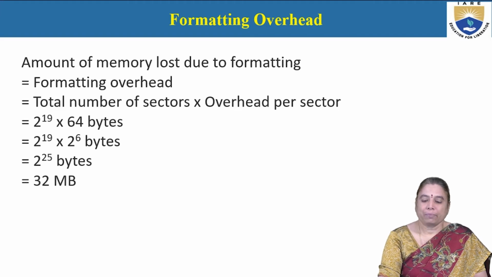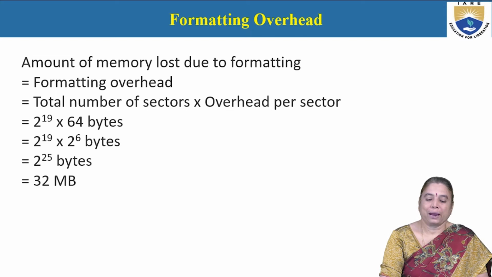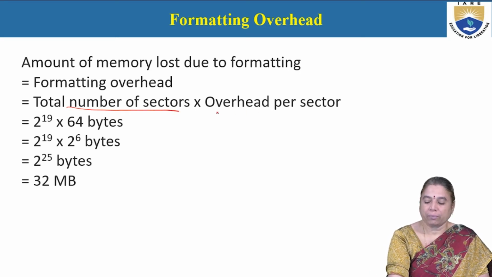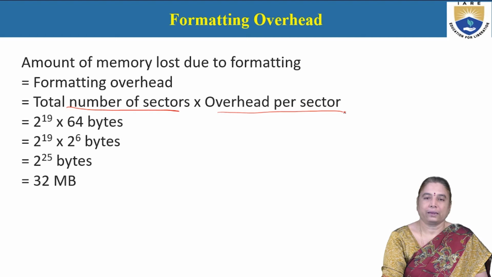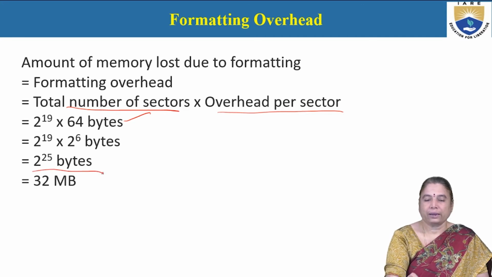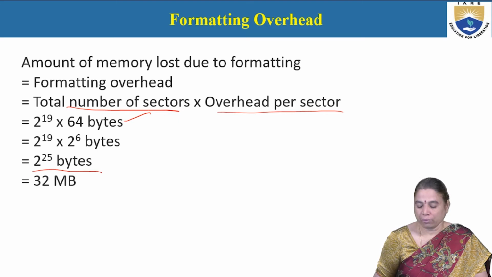Next, what is the formatting overhead? The amount of memory lost due to formatting is generally referred to as the formatting overhead, and it can be calculated as total number of sectors multiplied by overhead per sector. So, 2 power 19 multiplied by 64 bytes. It is 2 power 25 bytes. So, 32 MB is the formatting overhead.